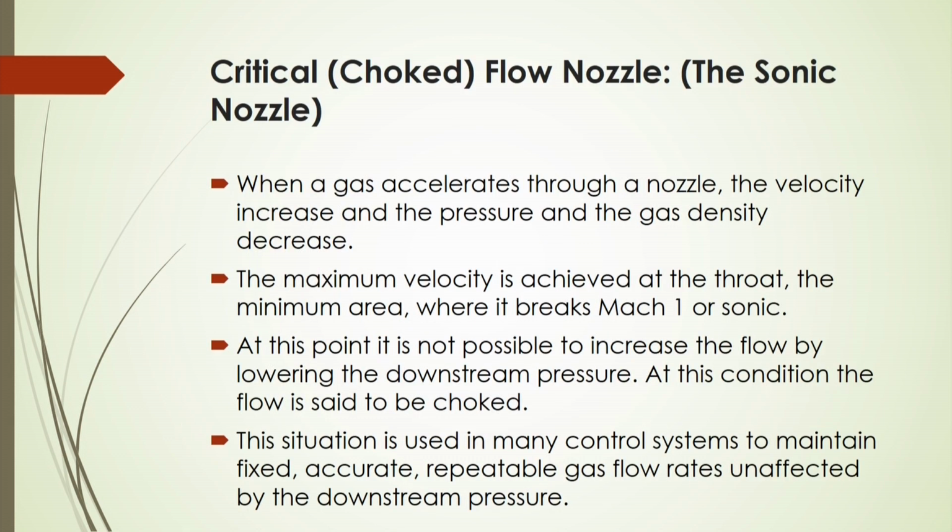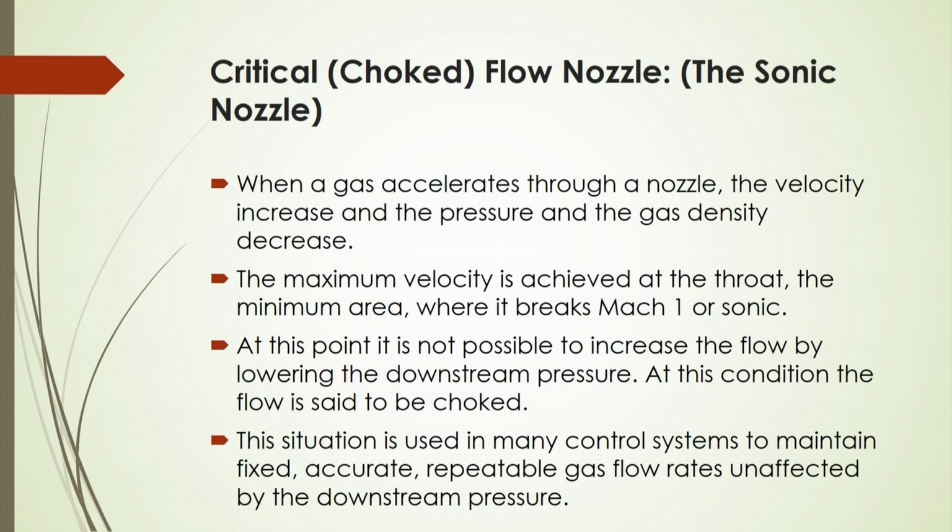In this case, when a gas is accelerating through a nozzle, the velocity is increased and the pressure decreases, and in that case you will see the gas density will decrease. The maximum velocity will be achieved at the throat, where the minimum cross sectional area is in the flow nozzle system, and the maximum velocity sometimes reaches Mach number 1, and it may even be higher than Mach 1, the supersonic case, depending on the velocity.